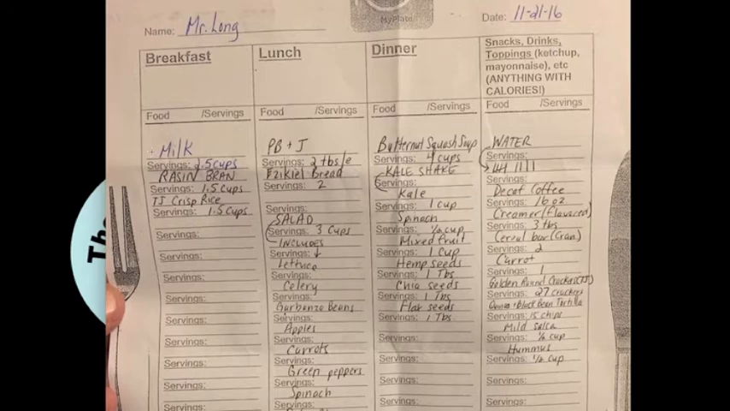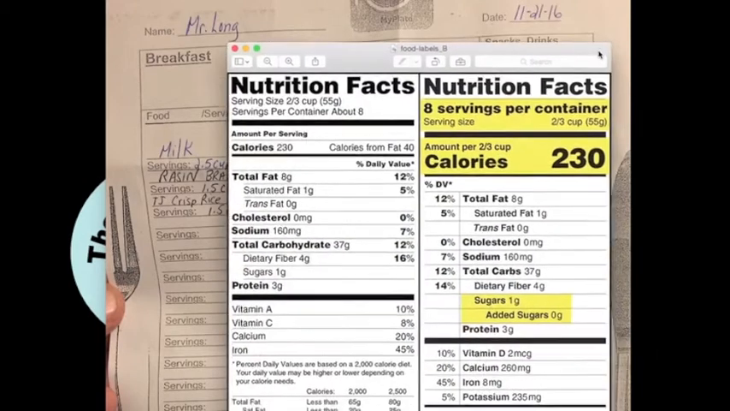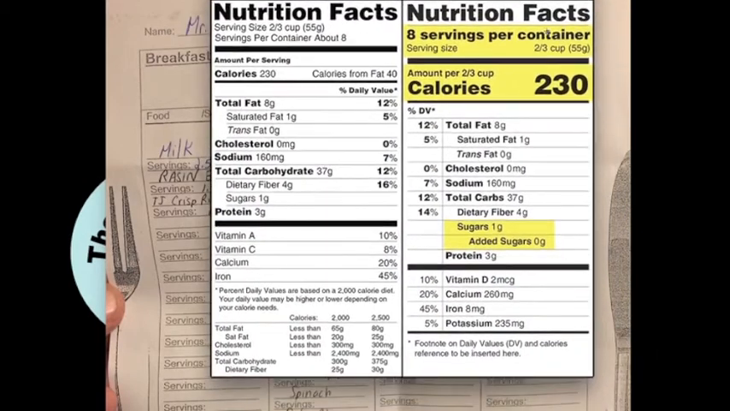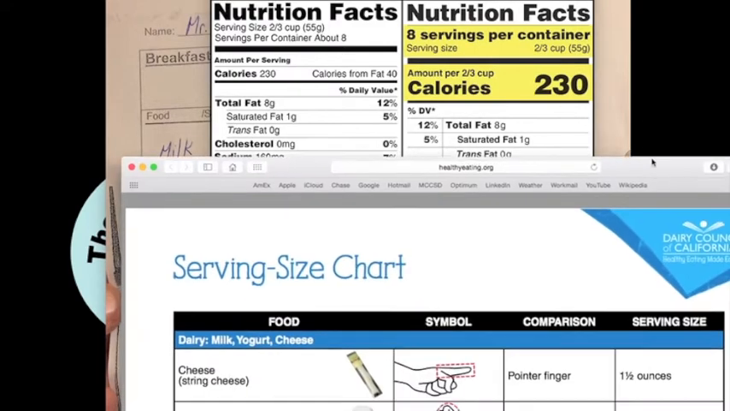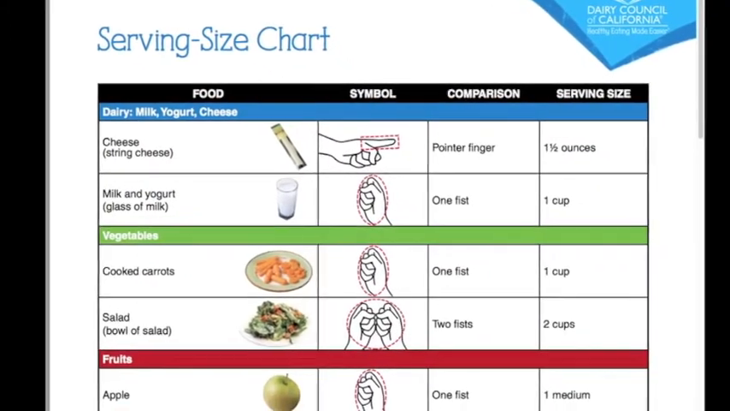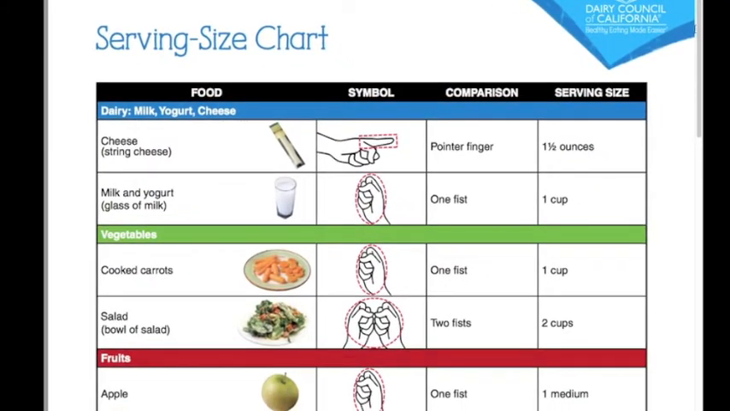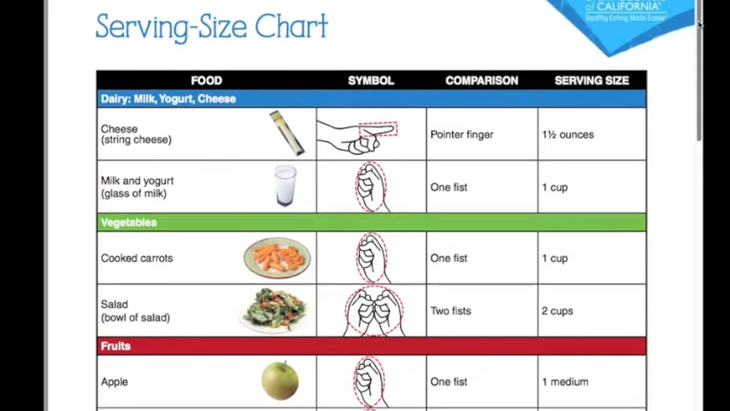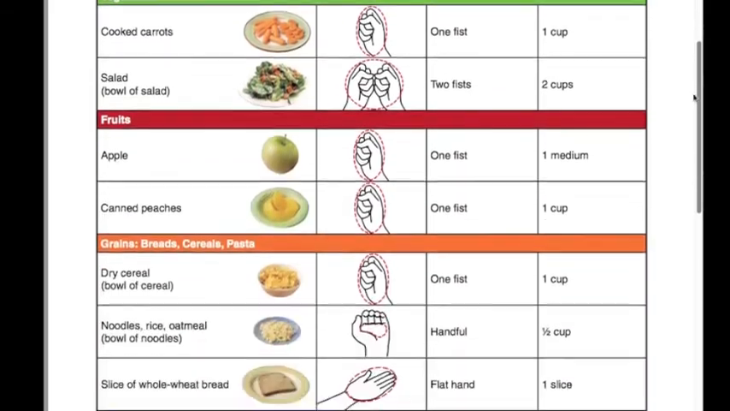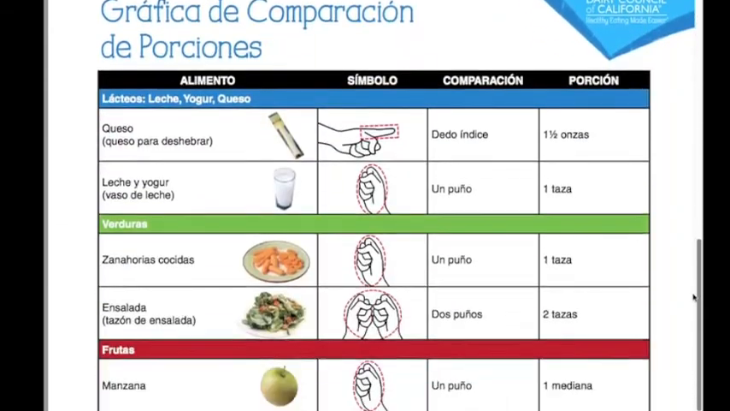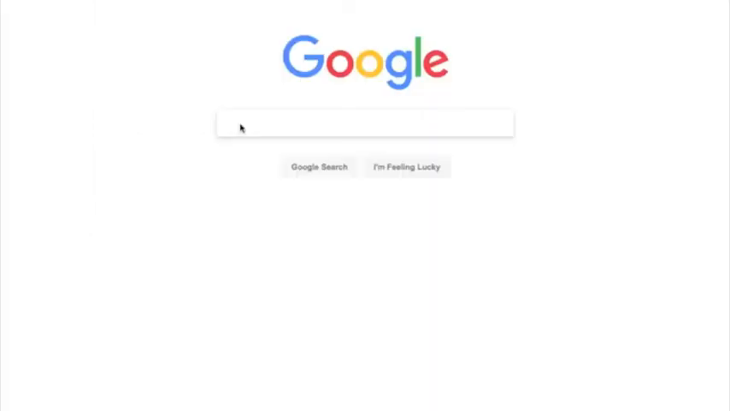You're basically going to put the food you had and an estimate of the servings of that food. Now, of course, you could use any nutrition facts labels that are on your foods. Check out the serving size and estimate about how many servings you had. And I also give out this serving size chart, which is available through the Dairy Council of California, a free downloadable printable resource that's great and comes in English and Spanish.